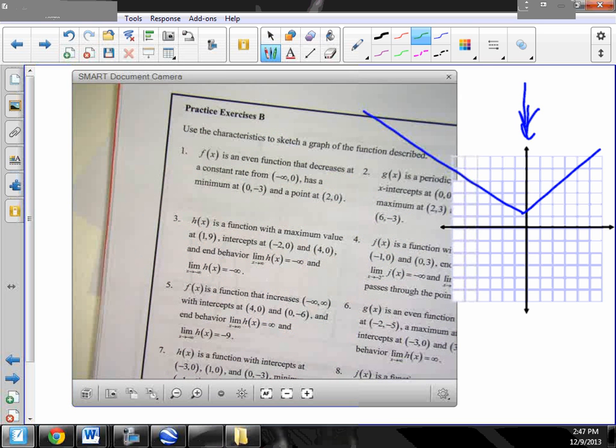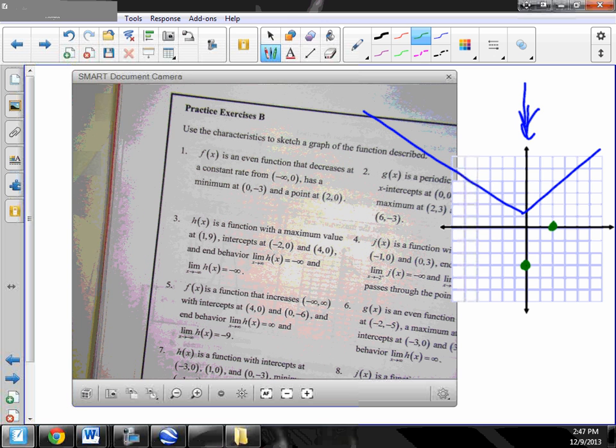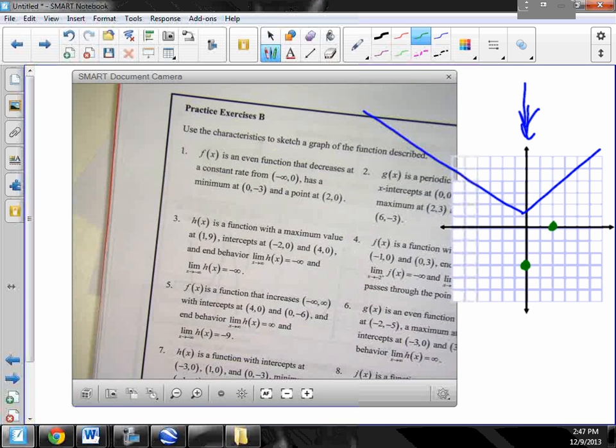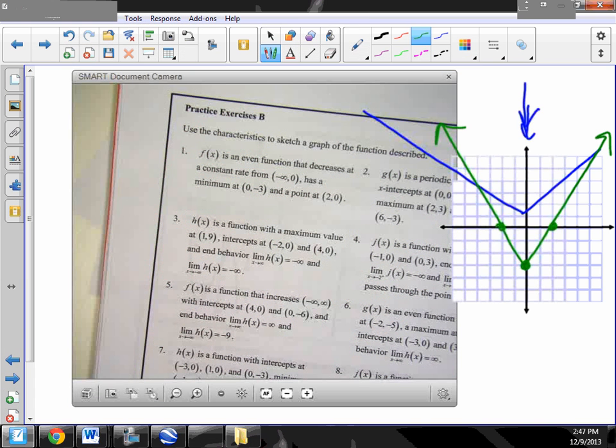So this is the minimum, and it also touches the point (2, 0). Well, if it touches (2, 0), it must also touch (-2, 0). So that would be the function. That's it. Both of them have multiple answers.